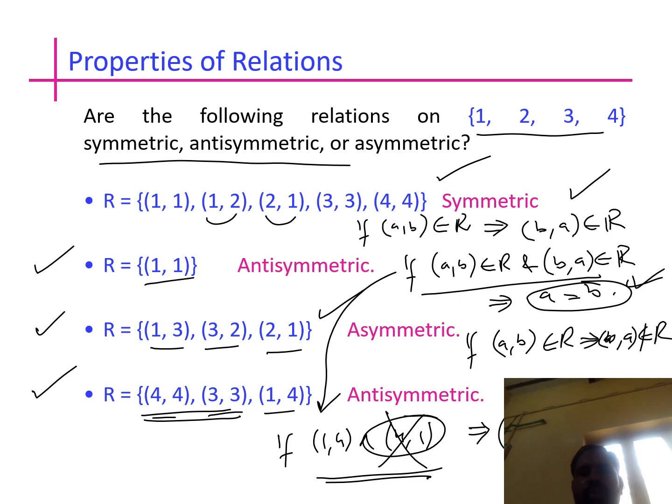And if we have to show antisymmetric, then (1,1) is antisymmetric. If we discuss the asymmetric, then (1,3), (3,2), (2,1) is asymmetric. You can see from this. And (4,4), (3,3), (1,4) is also an example of antisymmetric.